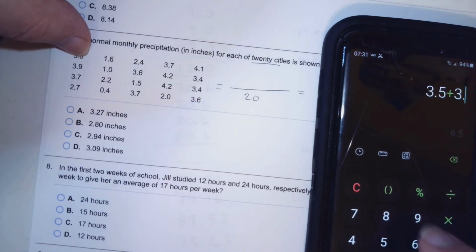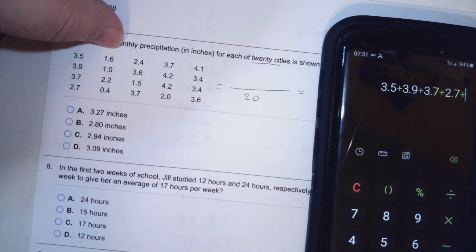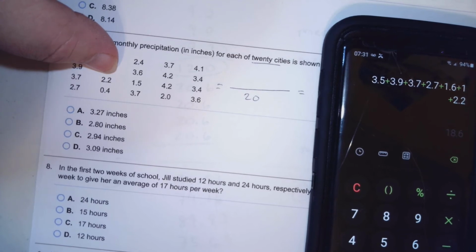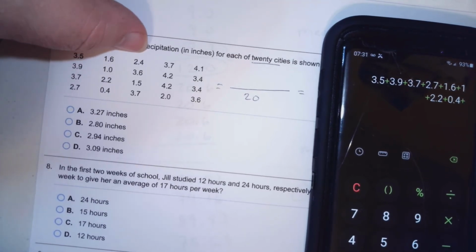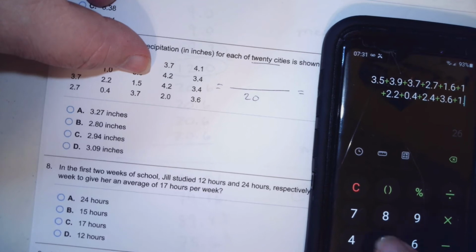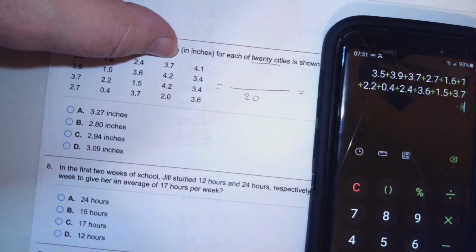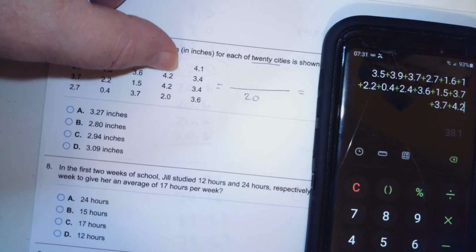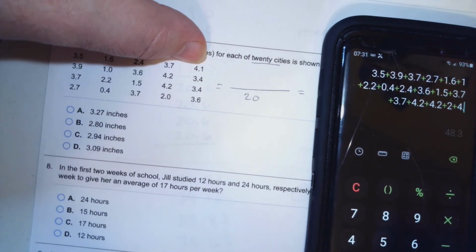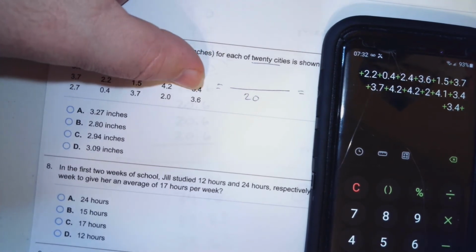3.5 plus 3.9 plus 3.7 plus 2.7, 1.6, 1, 2.2, 0.4, 2.4, 3.6, 1.5, 3.7, 3.7, 4.2, 4.2, 2, 4.1, 3.4, 3.4, 3.6.